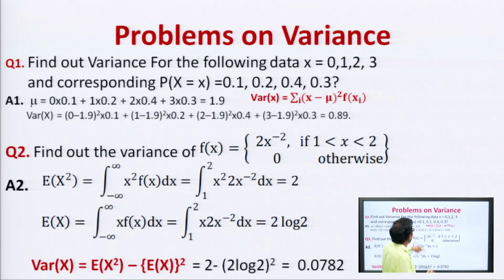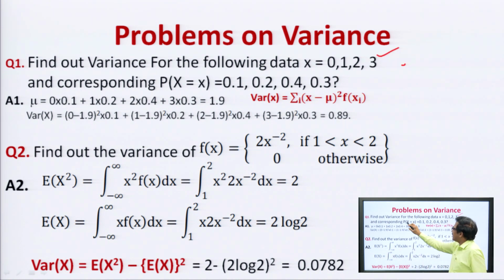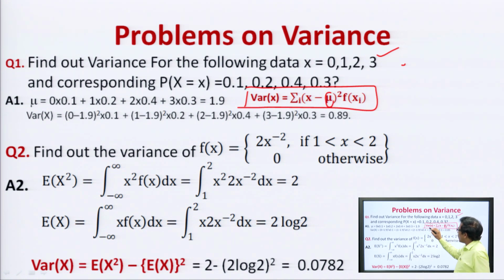Find the variance for the following data: x is equal to 0, 1, 2, 3 and their corresponding probabilities are 0.1, 0.2, 0.4 and 0.3. To find the variance, first we find the expectation, mu, which is these digits multiplied by their probabilities, which is 1.9. And the variance is equal to (x minus mu) whole square times probability. First random variable is 0: (0 minus 1.9) whole square multiplied by 0.1, and next x is equal to 1: (1 minus 1.9) whole square, and so on. When we calculate all these values, it comes to 0.89. This is the variance of x.